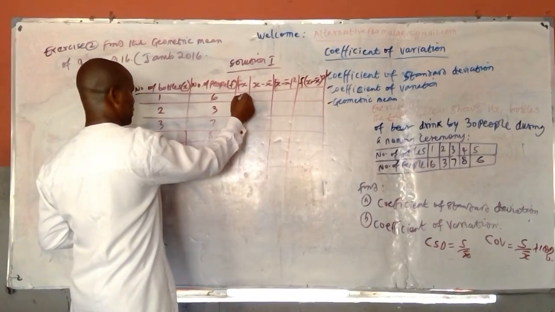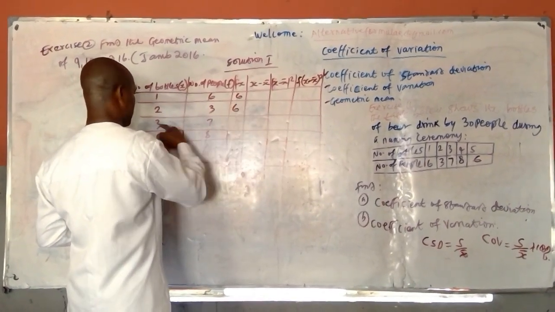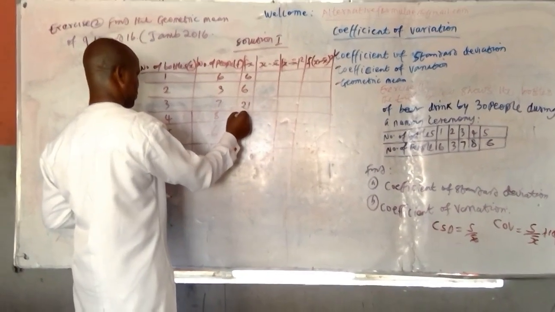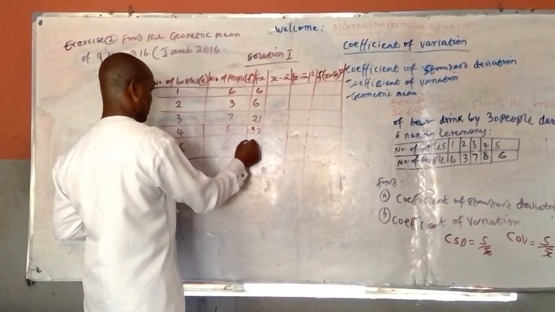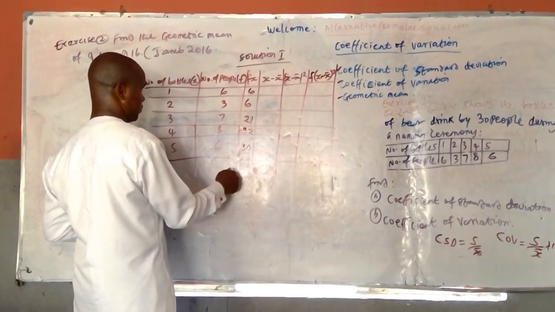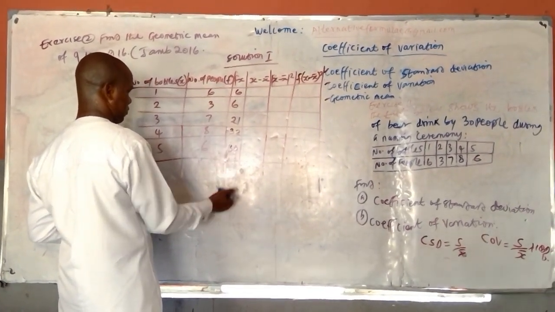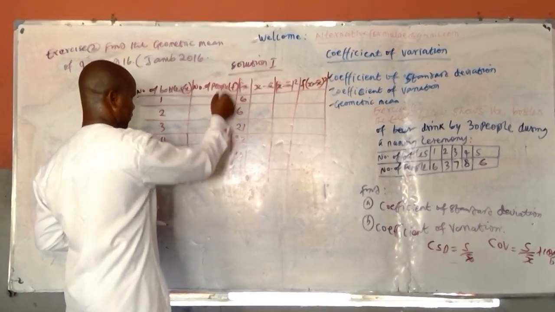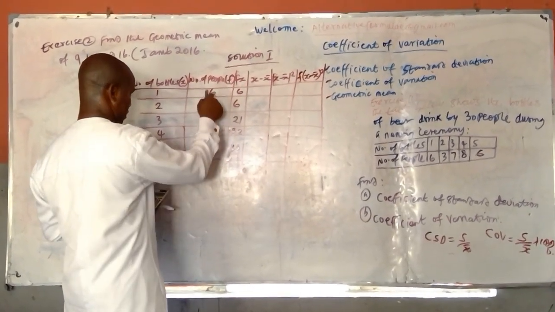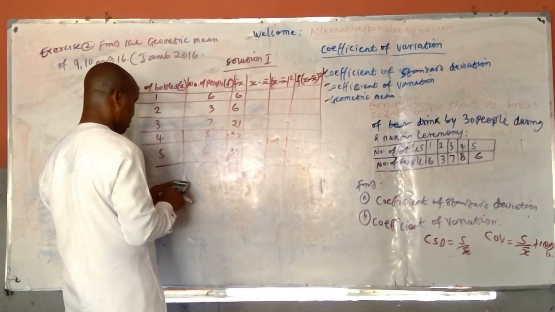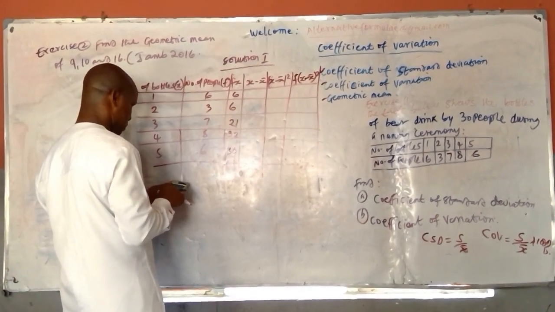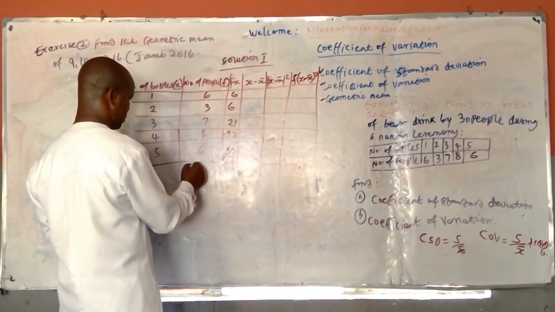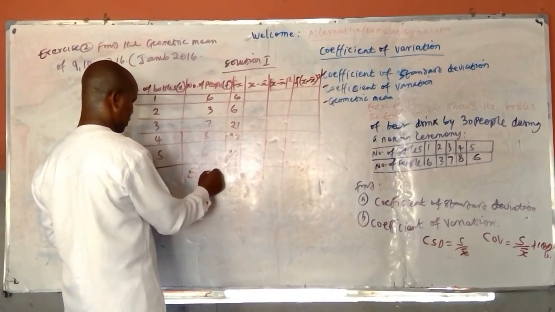So you come back to this table. This times this gives you 6 here. This times this gives you 6. This times this gives you 21. This one times this one, 4 times 8, gives you 32. This times this gives you 30. Now, the essence of doing this is to enable you to solve for the mean, so as to compute the standard deviation. So the first thing, the total frequency: 6 plus 3 plus 7 plus 8 plus 6. You have it as 30. So sigma f equals 30.